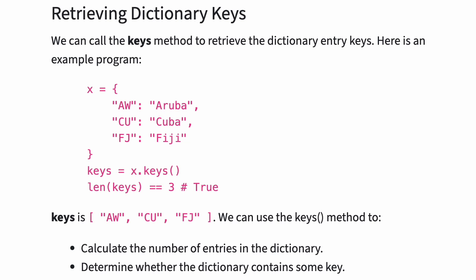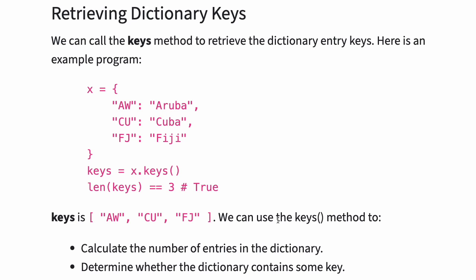We can call the keys method to retrieve the dictionary entry keys. Here's an example program. In the first statement, we construct a dictionary with 3 entries and assign it to variable x. Then we call x.keys and assign that to variable keys. Finally, we calculate the length of keys and see if it's equal to 3. Keys is the list AW, CU, and FJ.